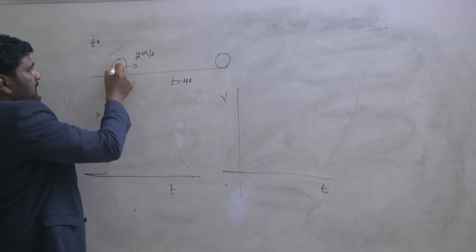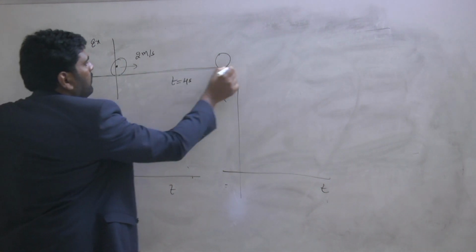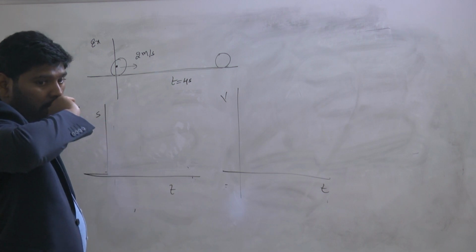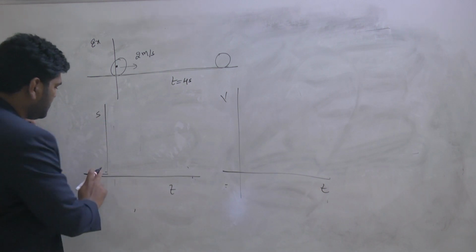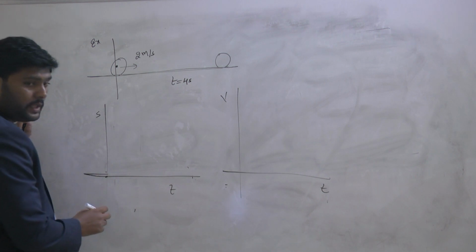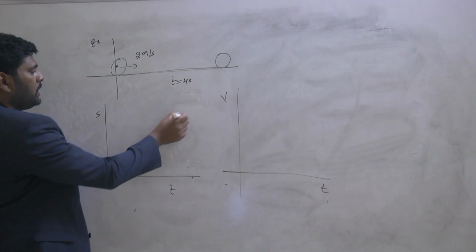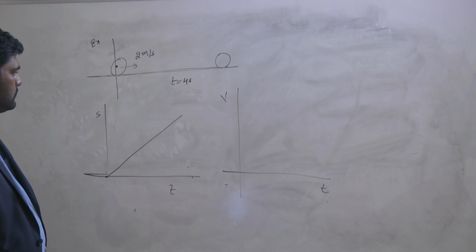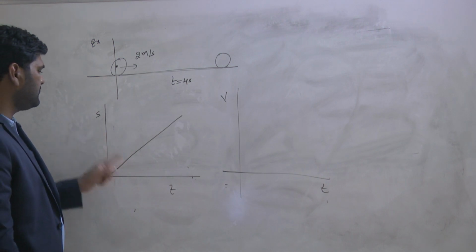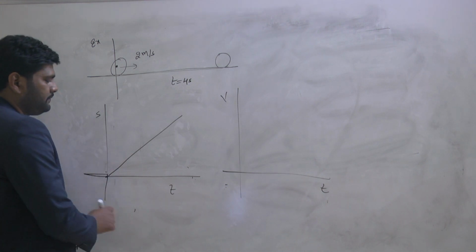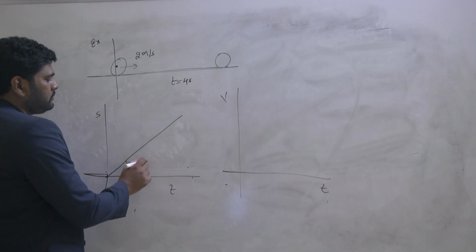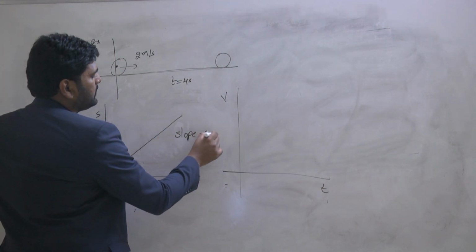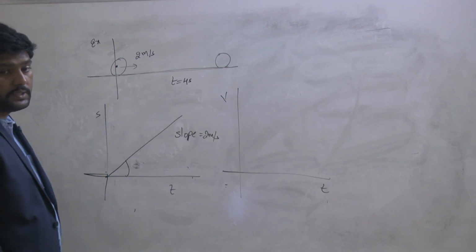The object starts here. You can take this as the origin. When this is the origin, it is moving in the positive x direction, starting at the origin. So this is the way we will get the distance versus time graph, and the slope will give the speed, 2 meter per second. Understand?